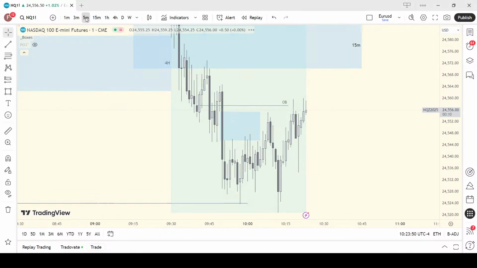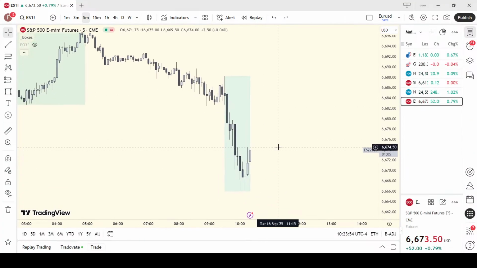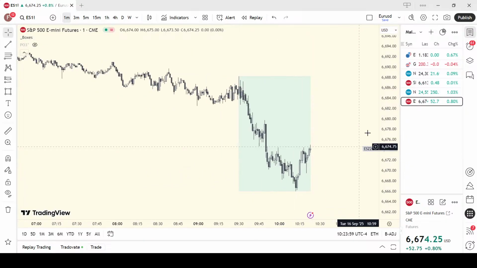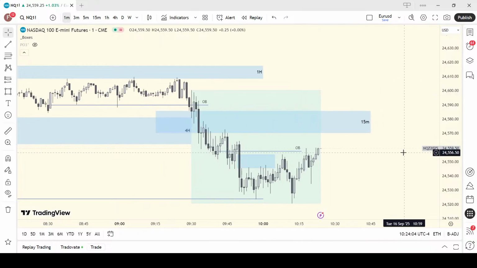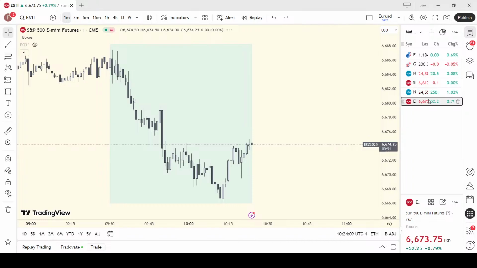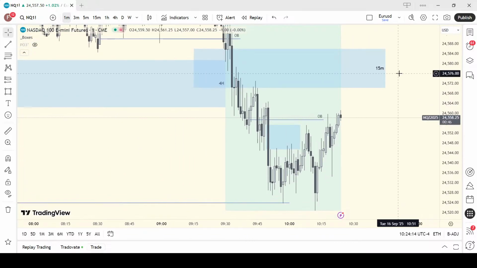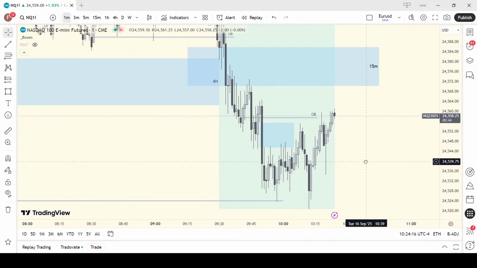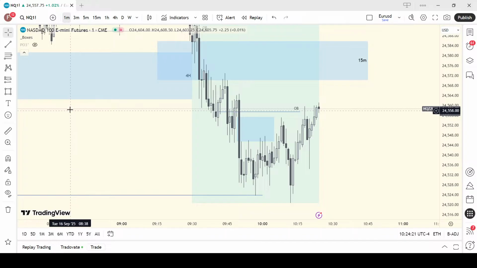I'm interested to see what ES is doing. Okay, interesting. Let's see if we can push higher here into the 15-minute zone, which would be nice for a sell trade for us.